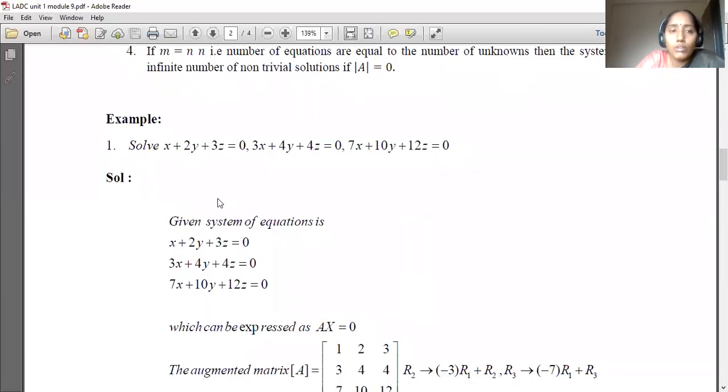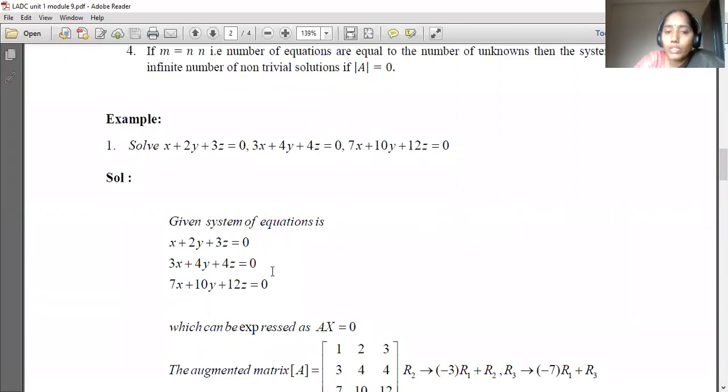Now, solve x + 2y + 3z = 0, 3x + 4y + 4z = 0, 7x + 10y + 12z = 0. Here, observe first whether the given system of equations is homogeneous or non-homogeneous. That means whether the equations have any constant or not. Here there is no constant, which means this is a homogeneous system of linear equations.